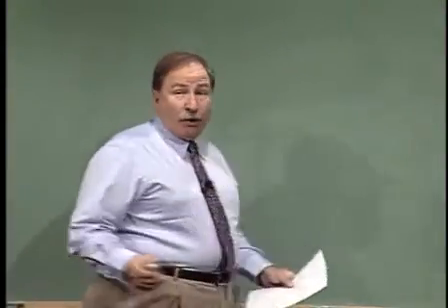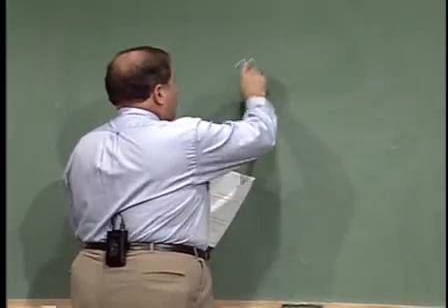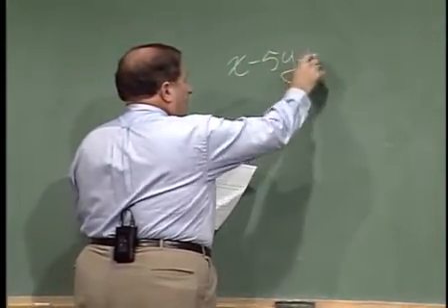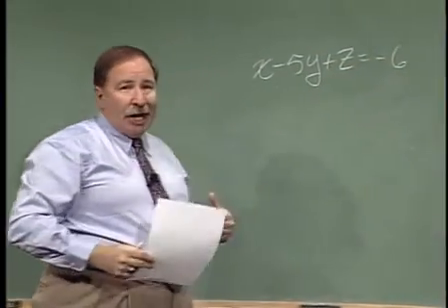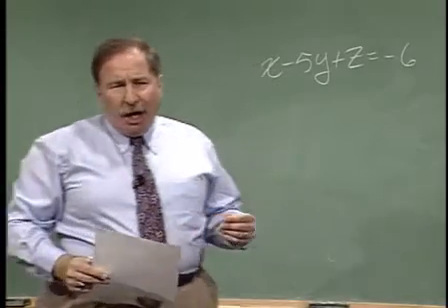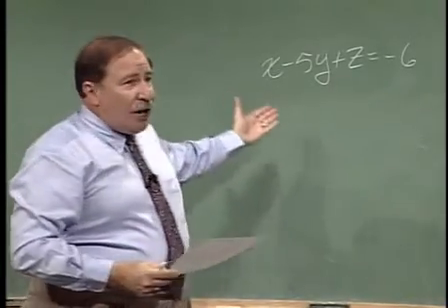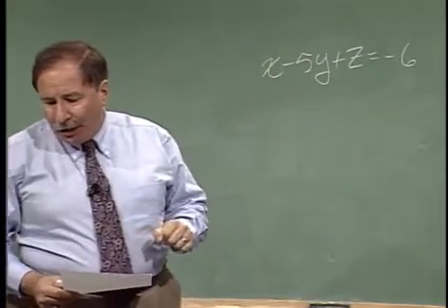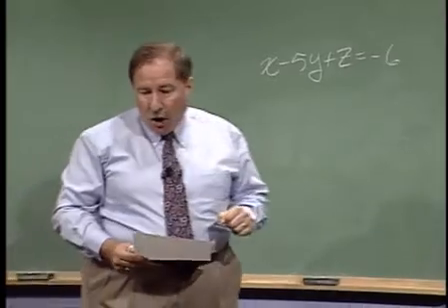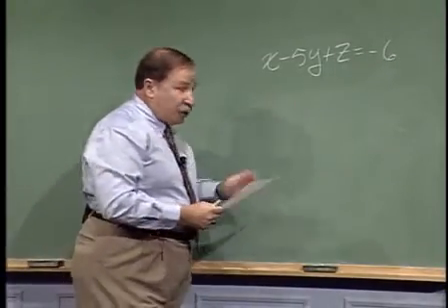Okay, first thing I want to do is write down my equation number 3, which was x minus 5y plus z equals negative 6. Again, as I've said in previous tapes, you may be doing this on a piece of paper, and the equation is on your piece of paper, but since I'm doing it at the board, I wanted to be sure to have the correct equation on there. X minus 5y plus z equals negative 6.